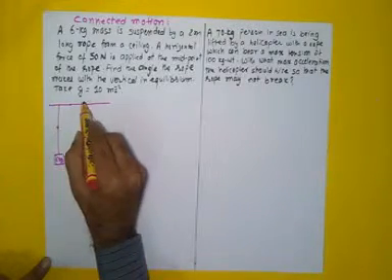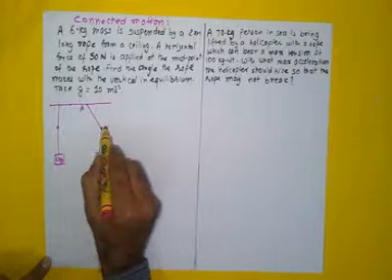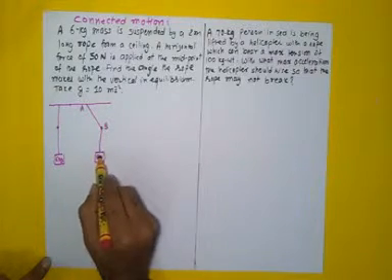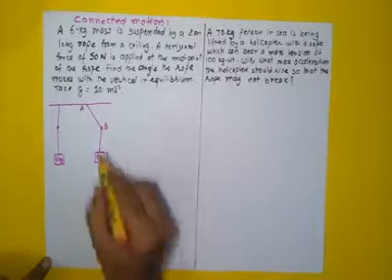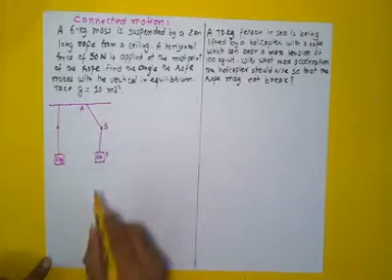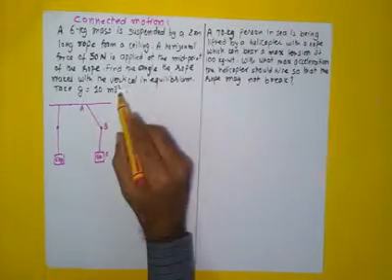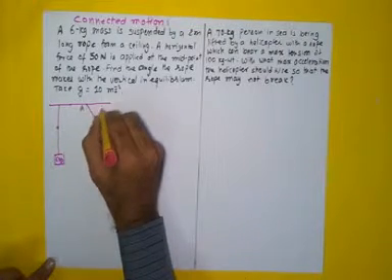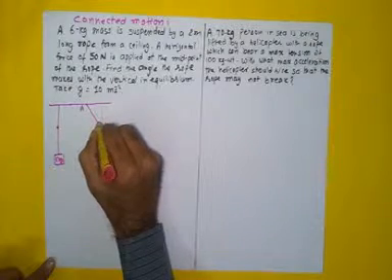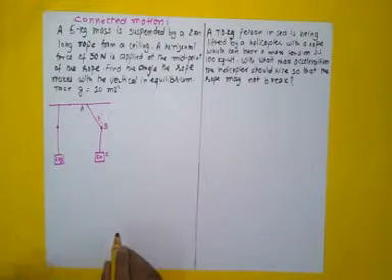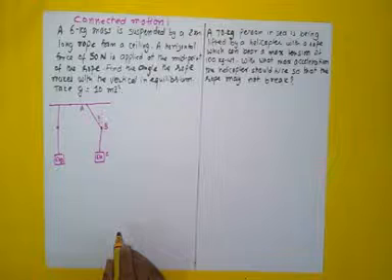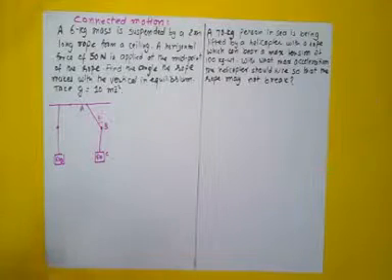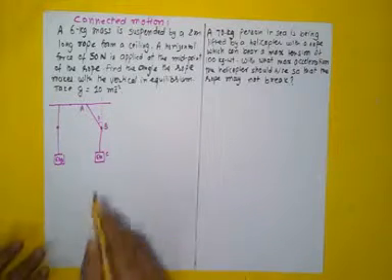Just for ease, let us call them point A, B, and point C. So this is the position in which the rope will come, and we have to find the angle the rope makes with the vertical. So this is the rope, and this is the vertical. We have to find out this angle theta. Now let's look at the various forces that come into play.